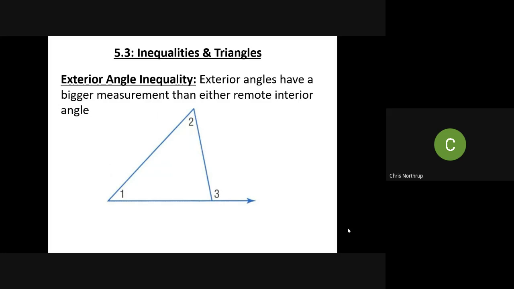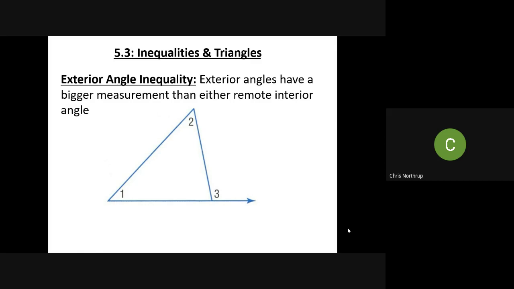In this video, we're going to switch gears a little bit because a lot of our results will not be equations. We're not going to have one length equals something or an angle equals something. Instead, we're going to be making comparisons of greater than or less than. So to start things off, we have the exterior angle inequality.